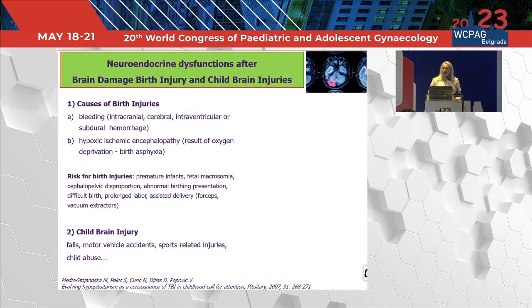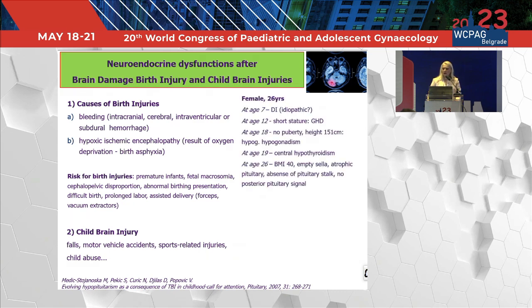I will talk now about traumatic brain injury as a cause of primary amenorrhea, as a cause of hypopituitarism. Always we ask our patients about brain damage during the birth or during childhood. We ask about bleeding during the delivery, intracranial and other bleedings, about birth asphyxia, about brain injury during childhood due to falls, due to car accidents, due to sports-related injuries, which is increased nowadays with child abuse.